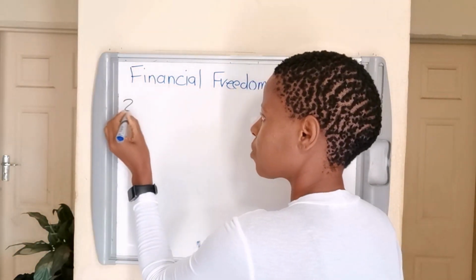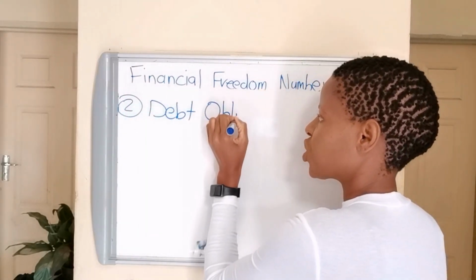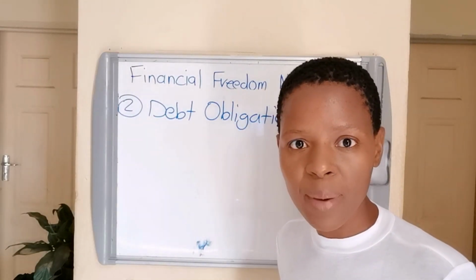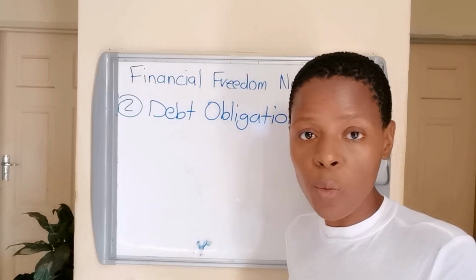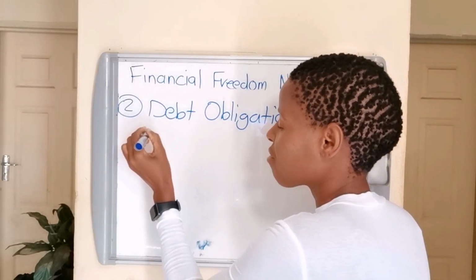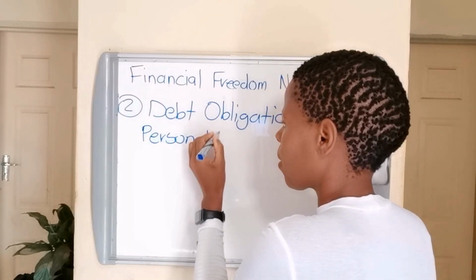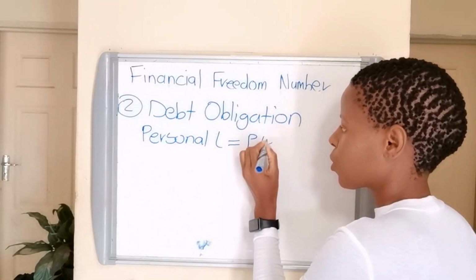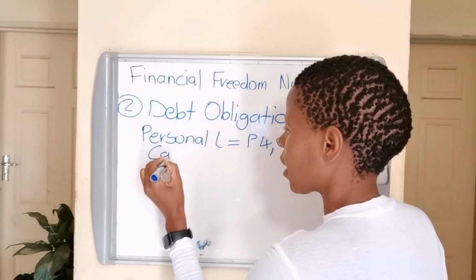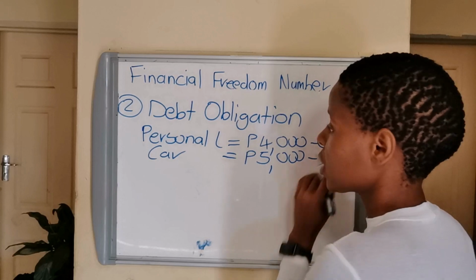Step number two, debt obligations. Are you spending money on a monthly basis on debt payments, loan payments? So you're going to have to know how much you're spending per loan. So let's say maybe you have a personal loan, and you are paying like 4,000 on your personal loan. And then maybe you also have a car loan, and you are paying another 5,000. And let's assume these are the only loans that you have.